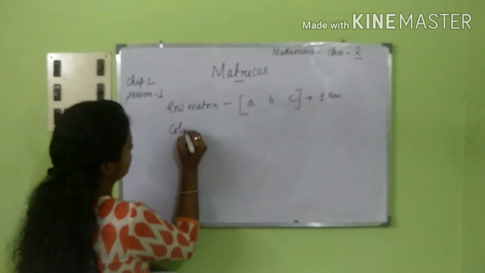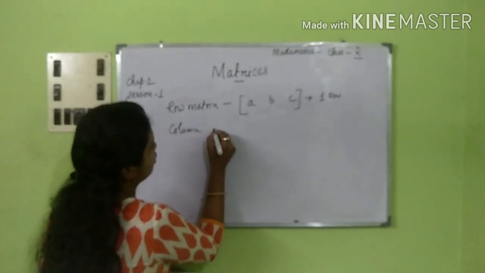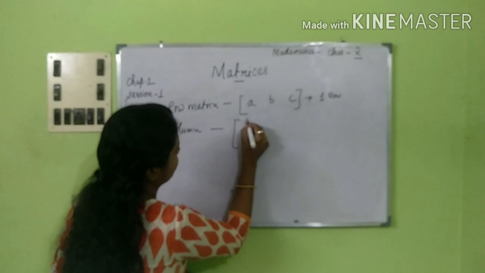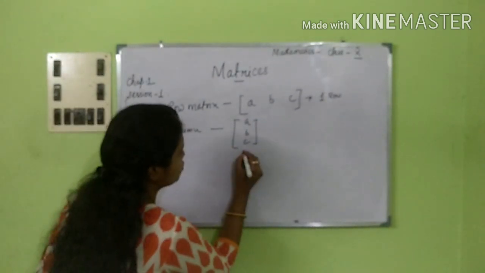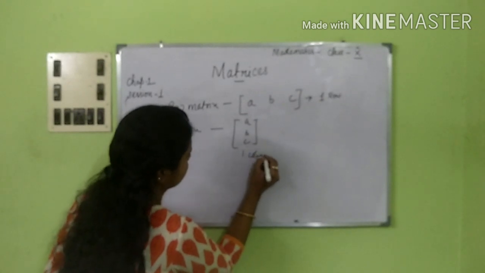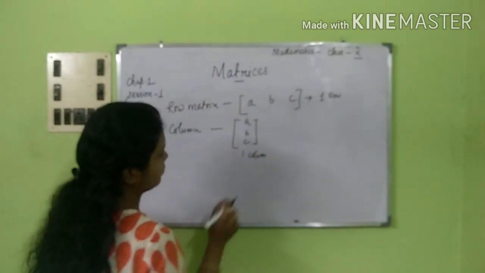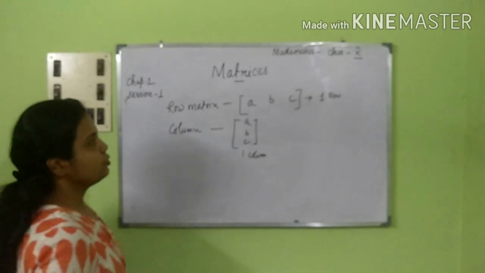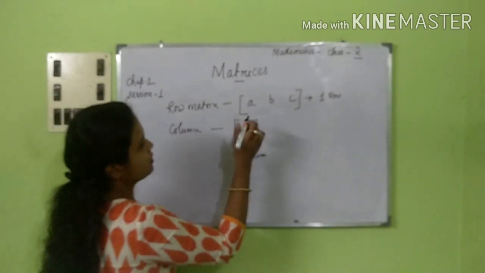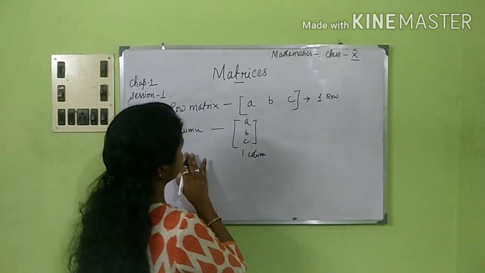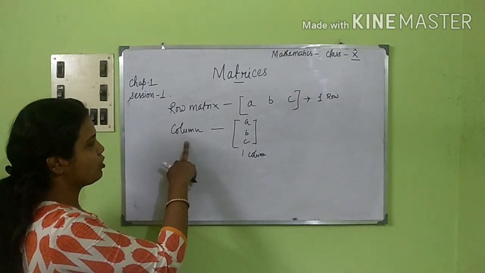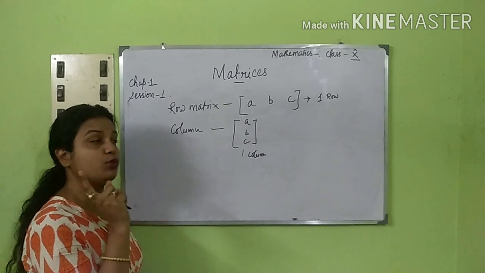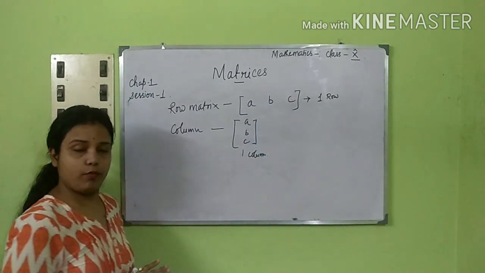Column matrix, which has one particular column. Okay, this is one column. See? So here you can write, this is a row matrix, this is a column matrix. A matrix which has only one column is known as a column matrix. A matrix which has only one row is known as a row matrix.